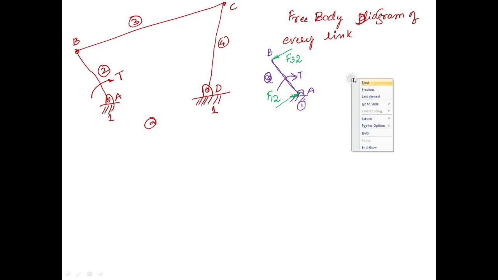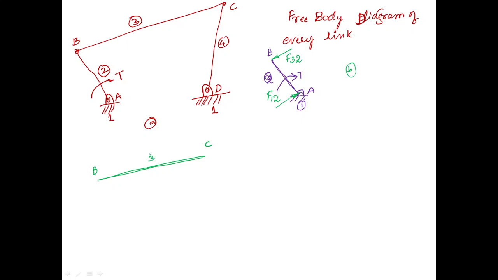This is figure B. Now we will draw the free body diagram of link 3 here. B, C, this is link 3.